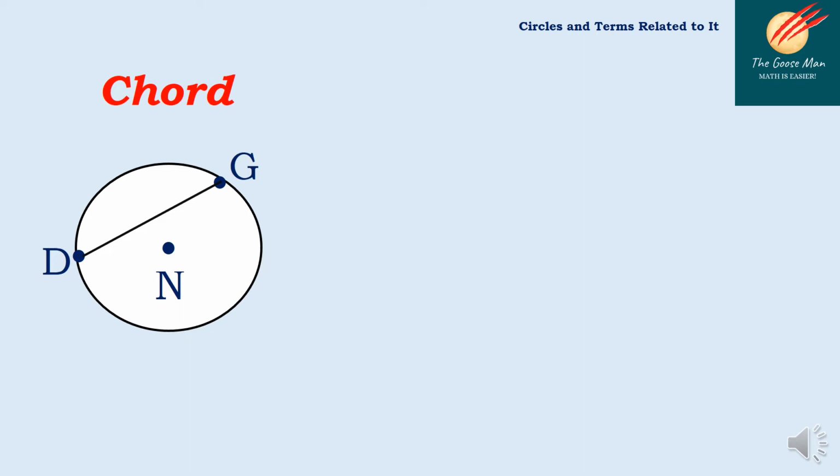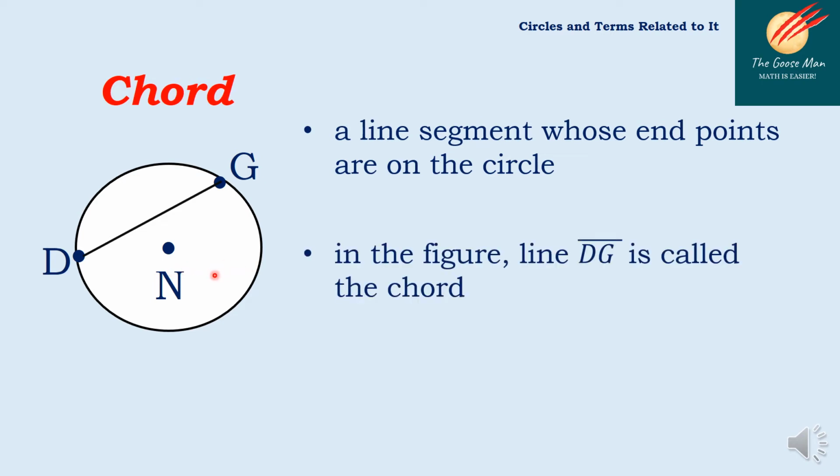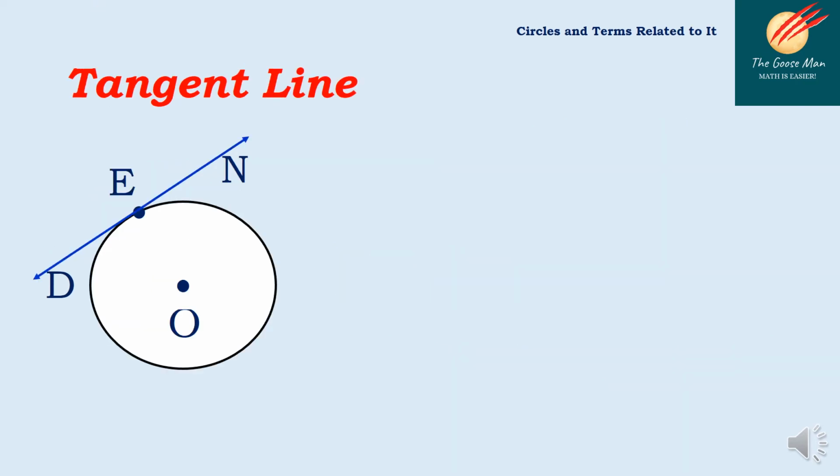Next, we have the chord. A chord is a line segment whose endpoints are on the circle. We have circle N, and in the figure, line segment DG is the chord. D and G are the two points on the circle that are the endpoints of DG. So we have point D and point G lying on circle N.